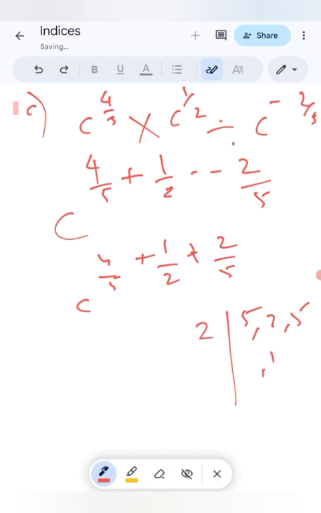2 ones are 2, 5 and 5 come as it is. Here I'll take a 5, 5 ones are 5, ones are 5 ones are. So 5 into 2 is going to be your 10 as the LCM.